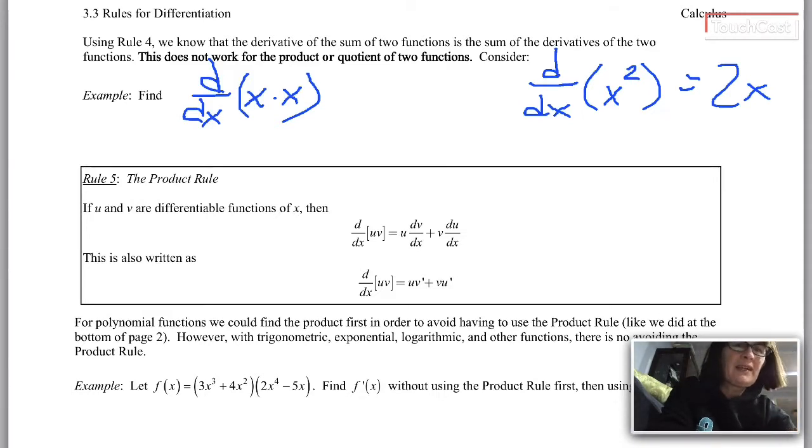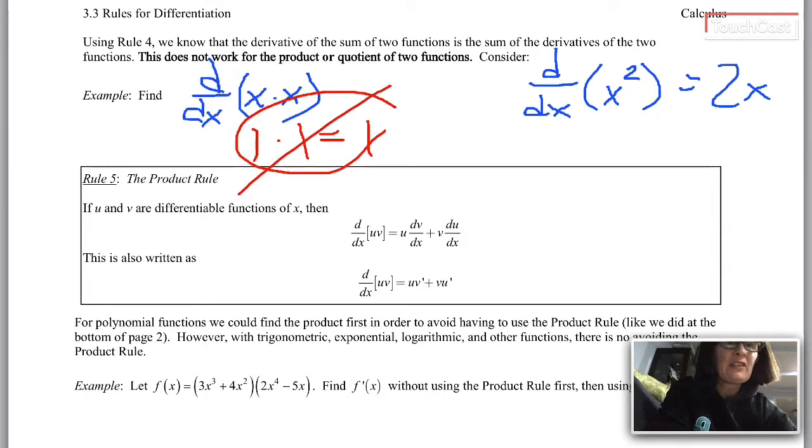The derivative with respect to x of x times x, the derivative of x is 1. The derivative of x is 1. 1 times 1 just makes 1. That's not the correct derivative. The correct derivative is 2x.